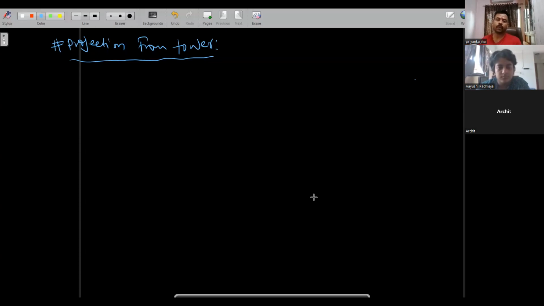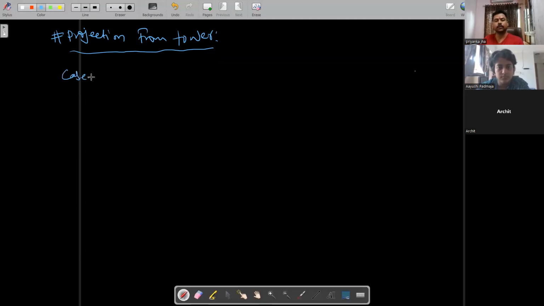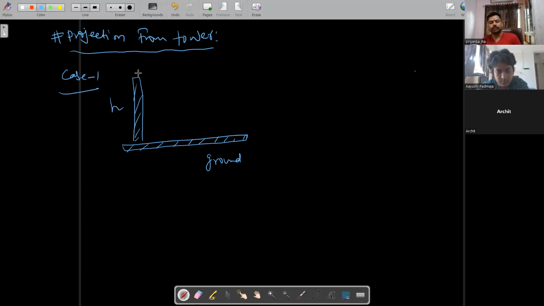See, suppose first case. Suppose this is the ground, and here is the tower. Suppose h is the height of the tower, and from the top of the tower you throw a ball in the horizontal direction, completely horizontal, parallel to the ground, with some initial velocity or speed u.